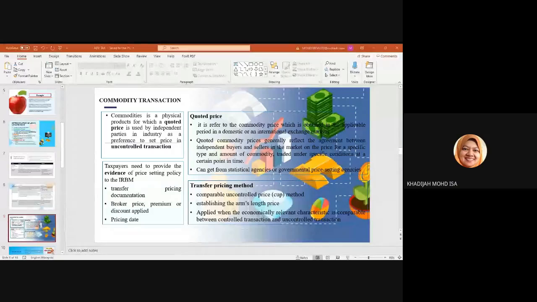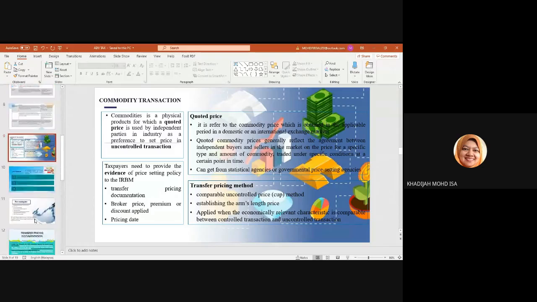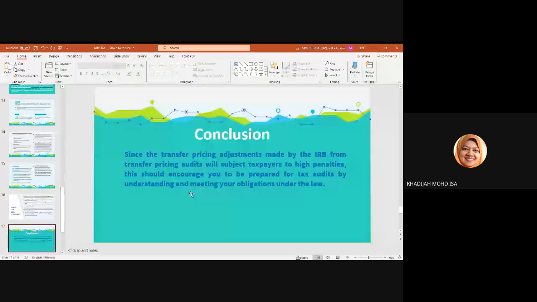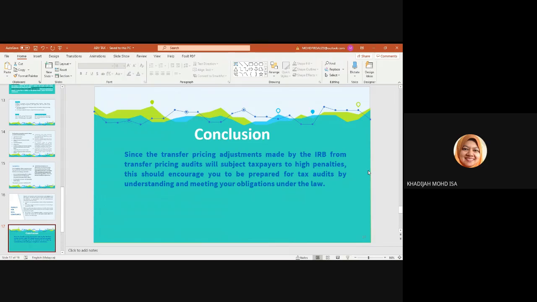Transfer pricing is important because, the conclusion is, since the transfer pricing adjustment made by the IRB from a transfer pricing audit will subject the taxpayer to high penalties, they should encourage you to be prepared for tax audit by understanding and meeting your obligation under the law. But that doesn't answer my question.